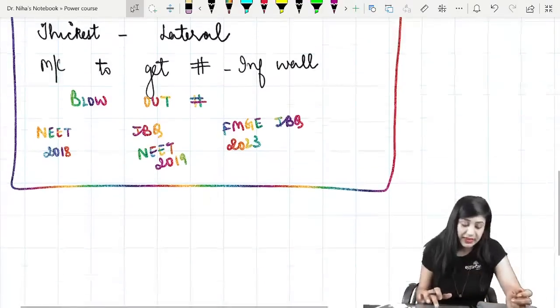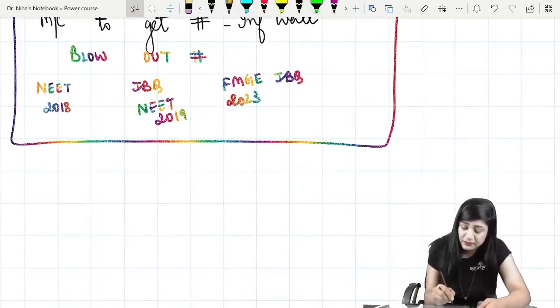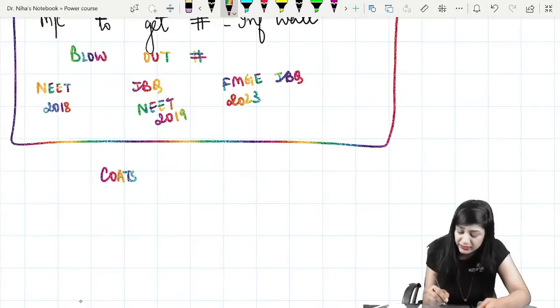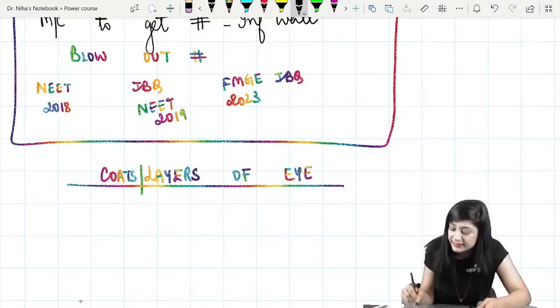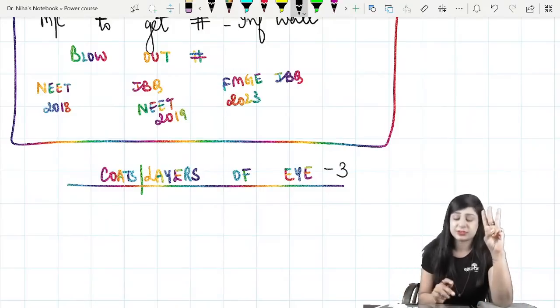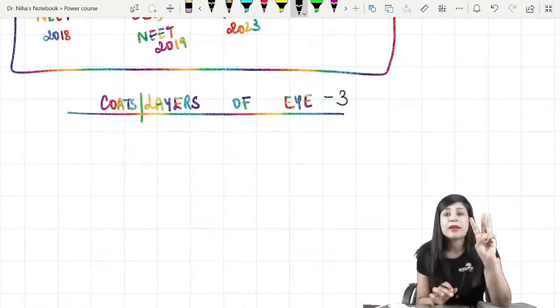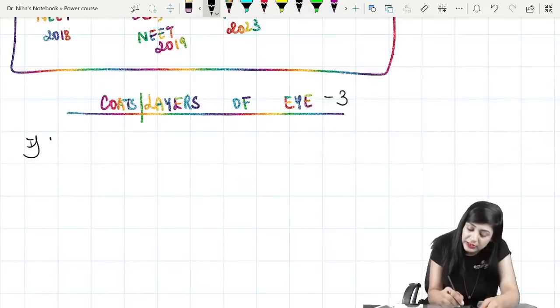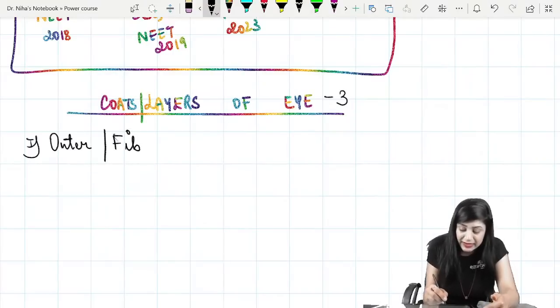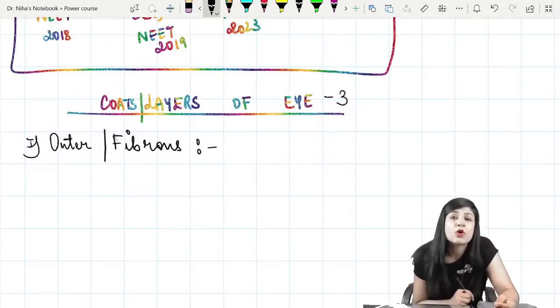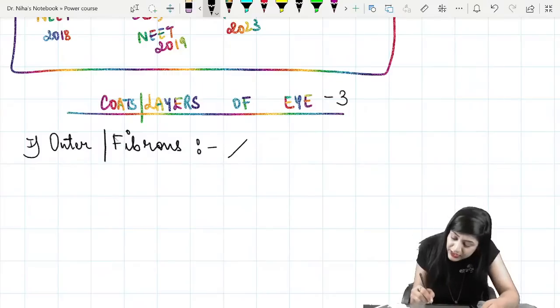Okay. Now talking about the coats or the layers of the eye. So there are 3 layers in the eyeball. We will be talking about them one by one. If I talk about the outer layer, outer is the fibrous. Fibrous means strong. Outer or the fibrous coat. So this consists of 2 parts.